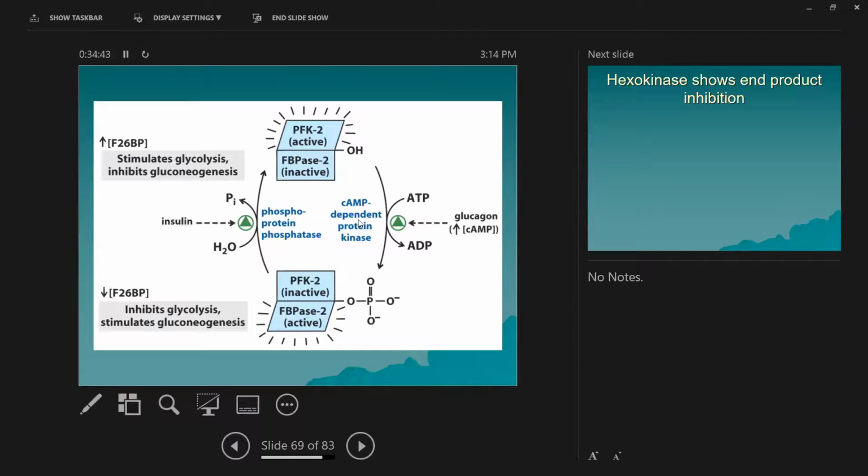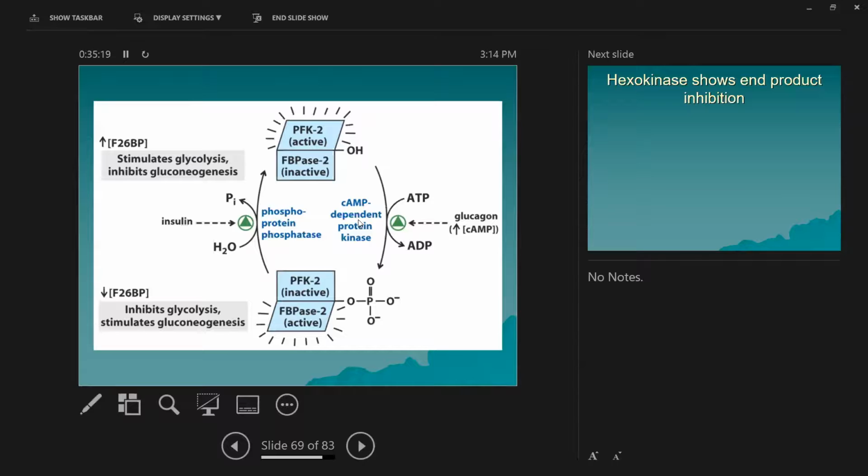Whereas the kinase that phosphorylates it is the cAMP kinase, cyclic AMP-dependent protein kinase. This is activated by glucagon, because glucagon increases cyclic AMP levels inside the cell. That activates the cyclic AMP-dependent protein kinase, otherwise known as protein kinase A. That phosphorylates this enzyme, and now gluconeogenesis is encouraged, glycolysis is discouraged.